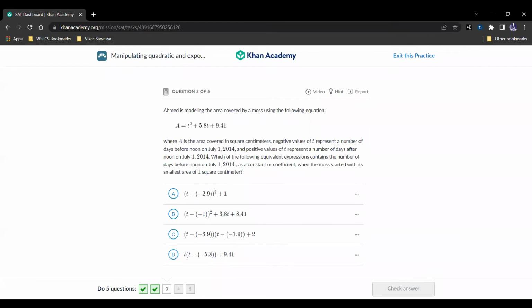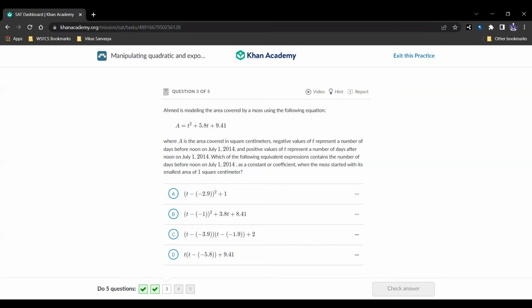That is modeling the area covered by moss using the following equation: A equals t squared plus 5.8t plus 9.41, where A is the area covered in square centimeters. Negative values of t represent the number of days before July 1st, 2014, and positive values of t represent the number of days after July 1st, 2014. Which of the following equivalent expressions contains the number of days before July 1st, 2014, as a constant or coefficient of the smallest area of 1 square centimeter?